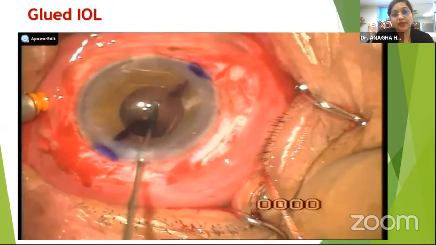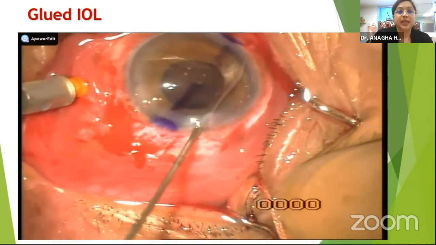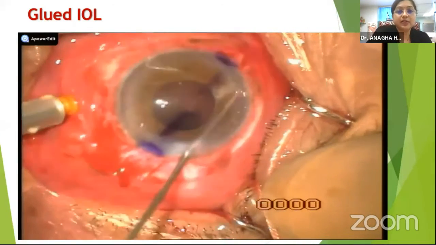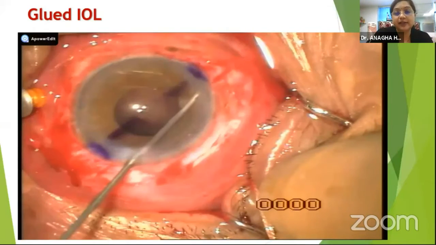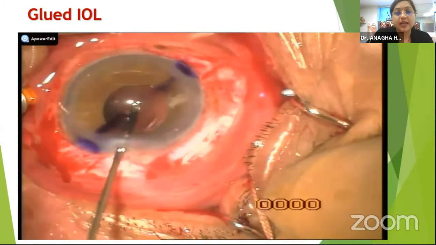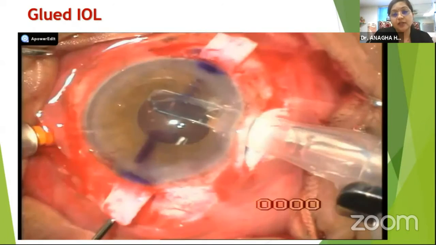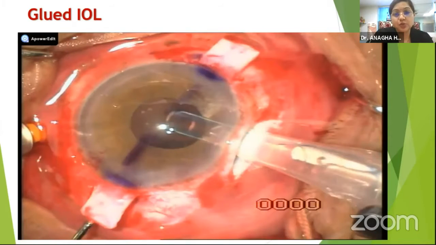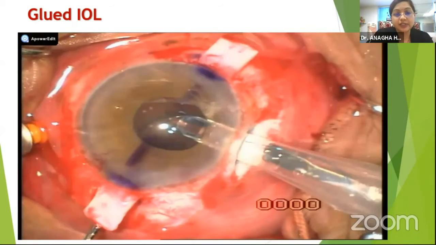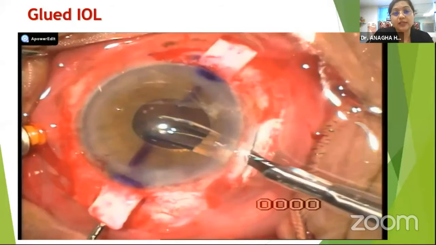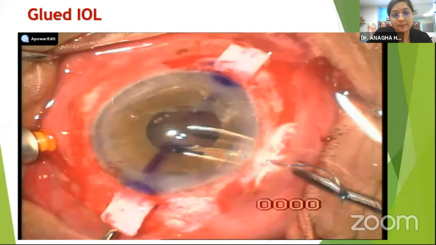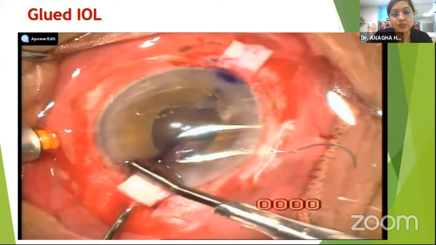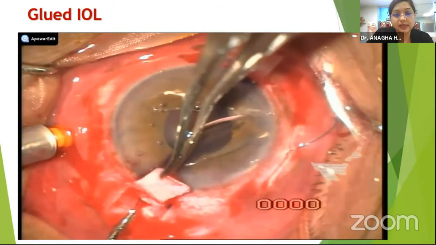So here vitrectomy is being done, and you can see that a small PBI, a surgical iridectomy, is also being done. Now we are injecting the 3-piece IOL through the main incision, and with a 25 gauge forceps holding the tip of the haptic and then bringing it out through the sclerotomy underneath the scleral flap.